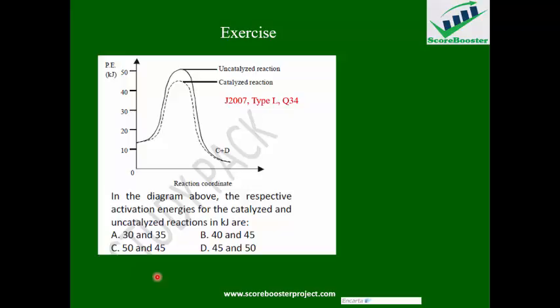a primary 2 question. In the diagram above, the respective activation energy of the catalyzed and non-catalyzed reaction in kilojoules are this. This is the energy of the reaction. So what is the activation energy? This is the uppermost point of each of the curves. For the catalyzed and non-catalyzed one, just trace each of these points to the vertical axis, and you determine that from your readings.